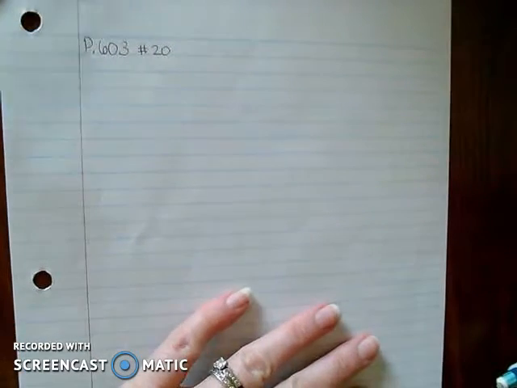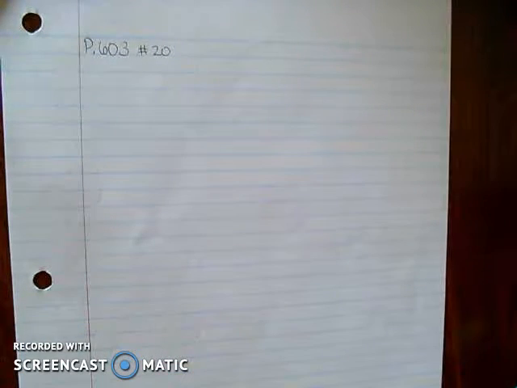All right, so 603, number 20. This one's a little bit different. This one we don't have to find the APR. Usually I think that's one of the hardest things to do. So we don't have to find the APR this time, they give it to us.